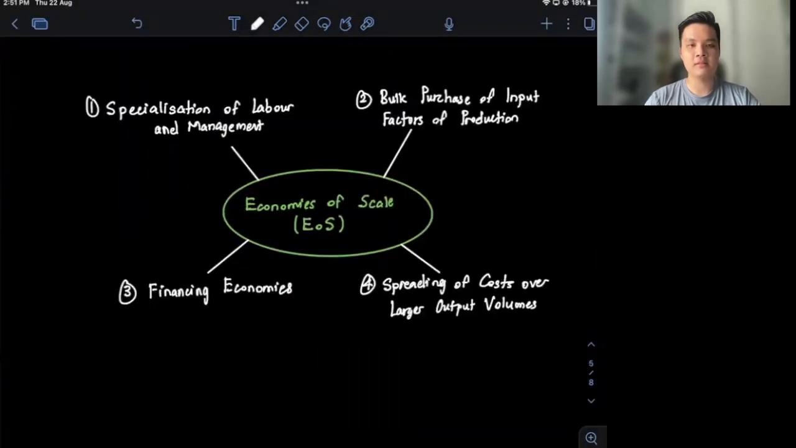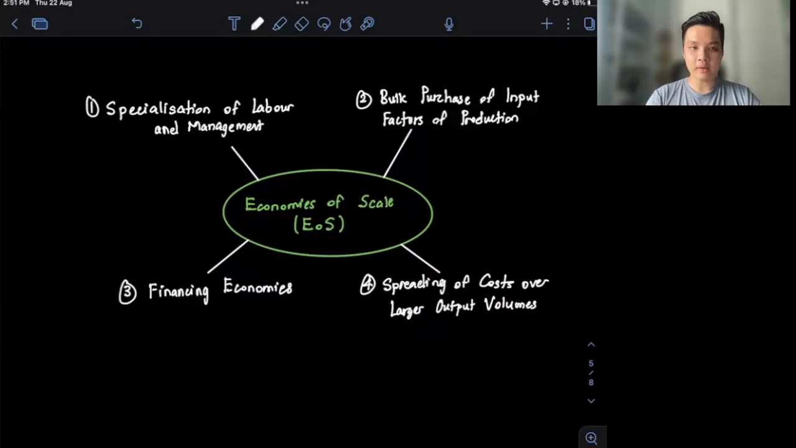So there are four key reasons why economies of scale happen, as we see in this mind map. Firstly, because of specialization of labor and management. As more workers get employed, they focus on more specialized activities. And this is why in larger companies, workers tend to focus on specialized activities in contrast to startups where people usually do everything. This specialization on certain activities increases efficiency and allows a lower average cost of output.